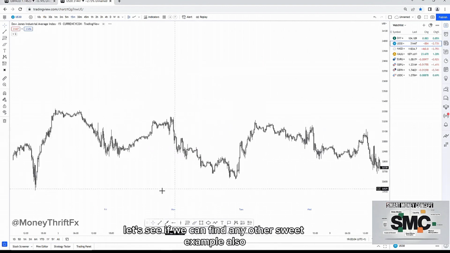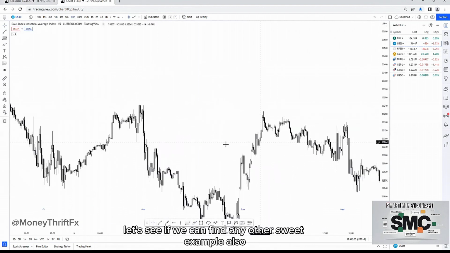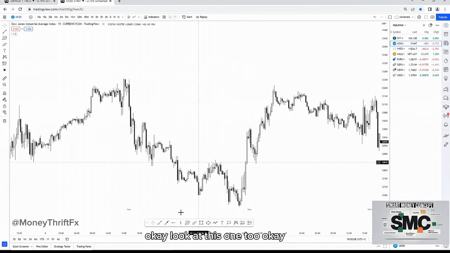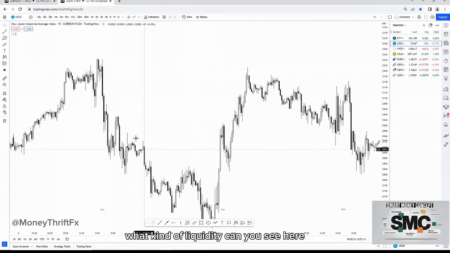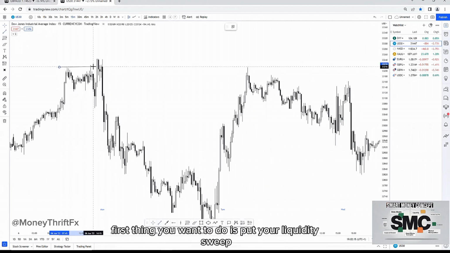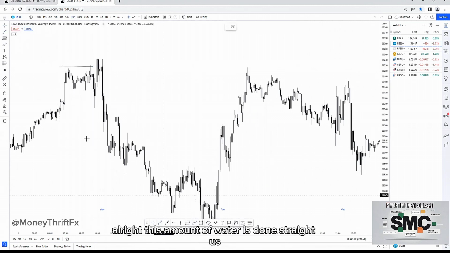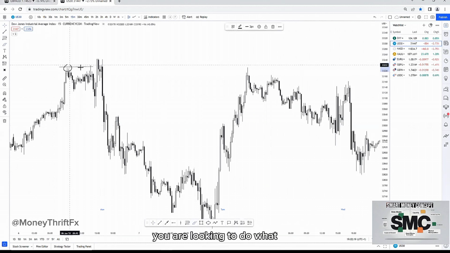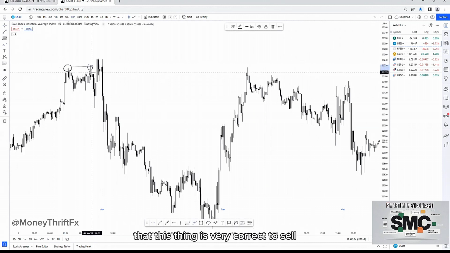So let's see if we can find any other good example. Look at this one too. What can you see? What kind of liquidity can you see here? It happens all the time. First thing you want to do is spot your liquidity sweep. These are support and resistance traders. They are looking to sell off from here, which is correct. It is very correct to sell here.